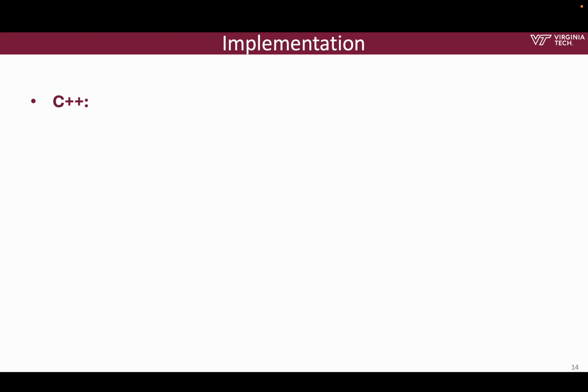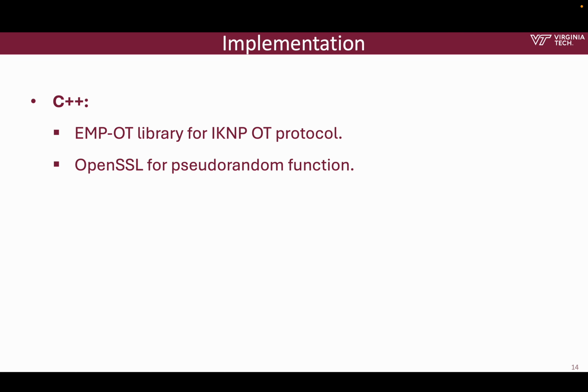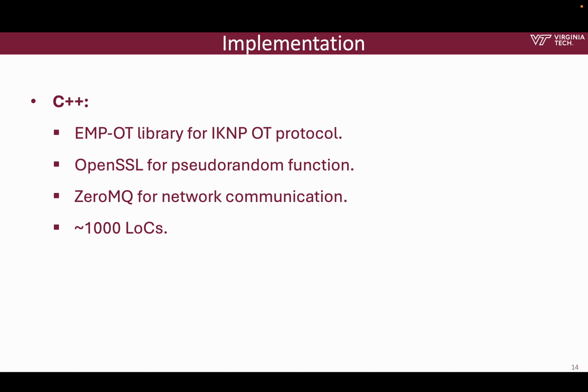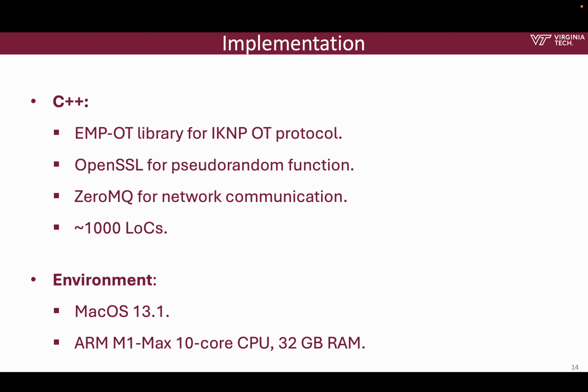Our implementation is in C++ with the EMP-OT library for the oblivious transfer protocol and OpenSSL for the pseudorandom function. We use the ZeroMQ library for network communication between the servers and the user. Our implementation is approximately 1,000 lines of code. Our test environment is on macOS with an ARM M1 Max 10-core CPU with 32 GB of RAM.